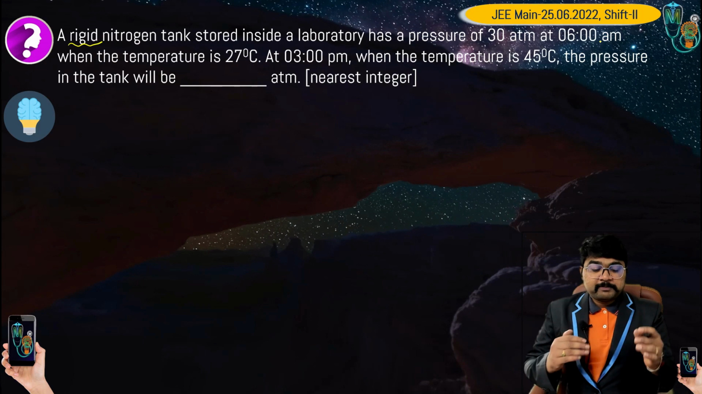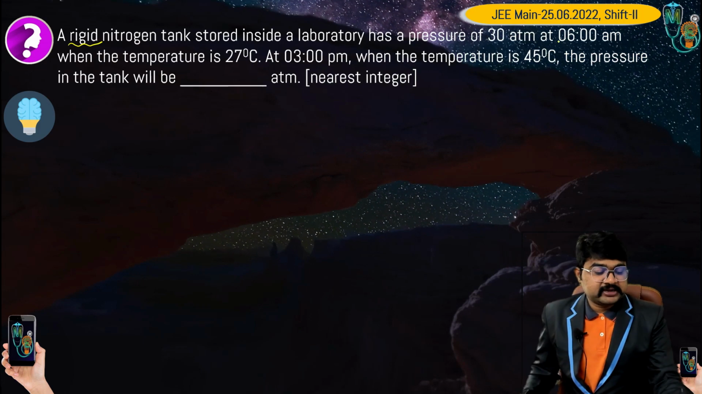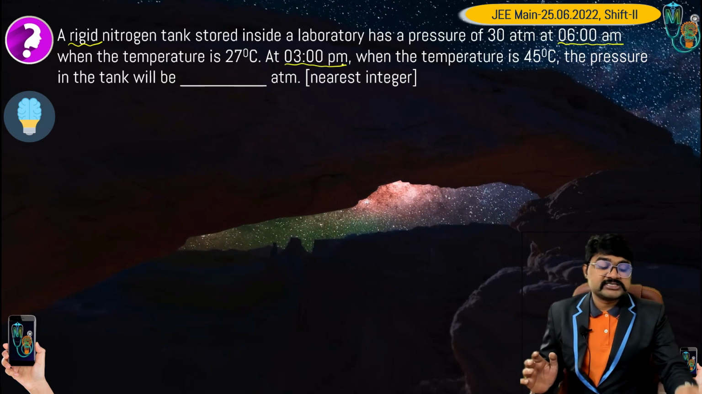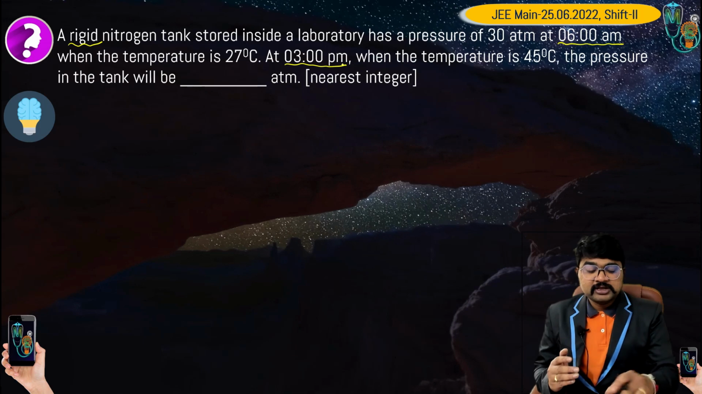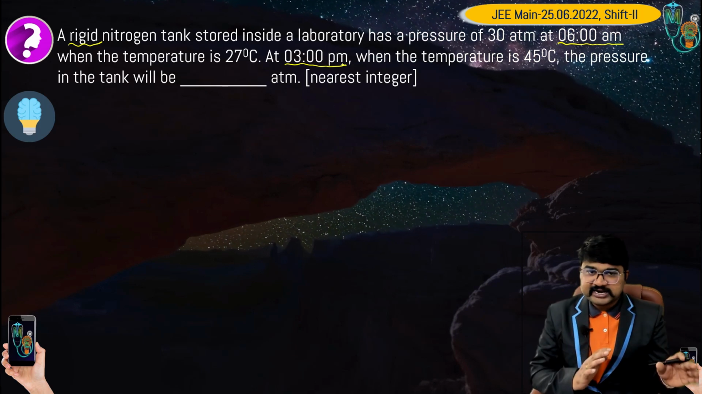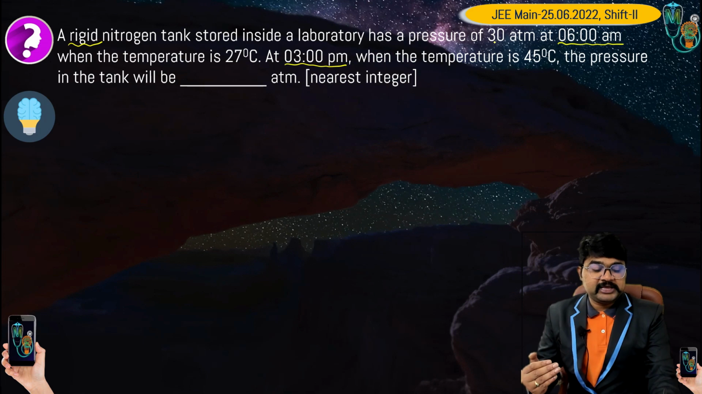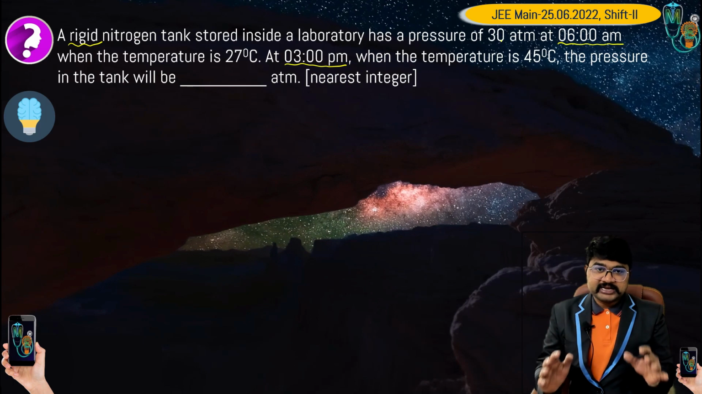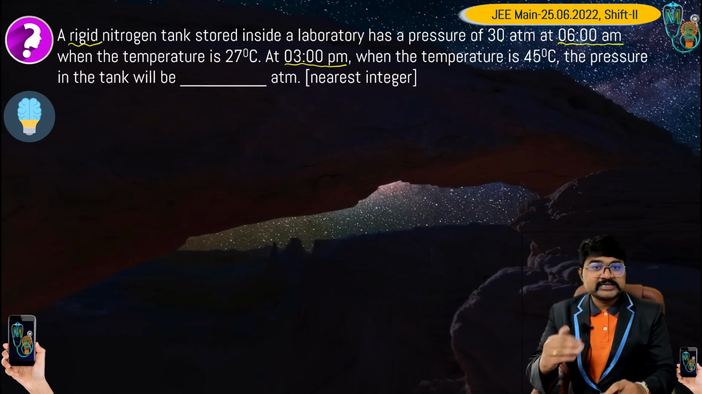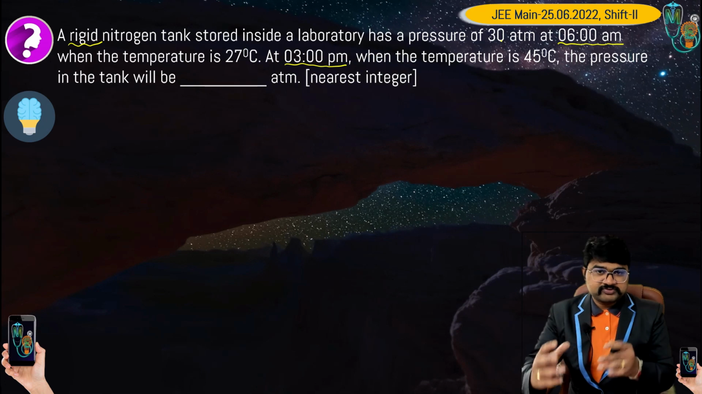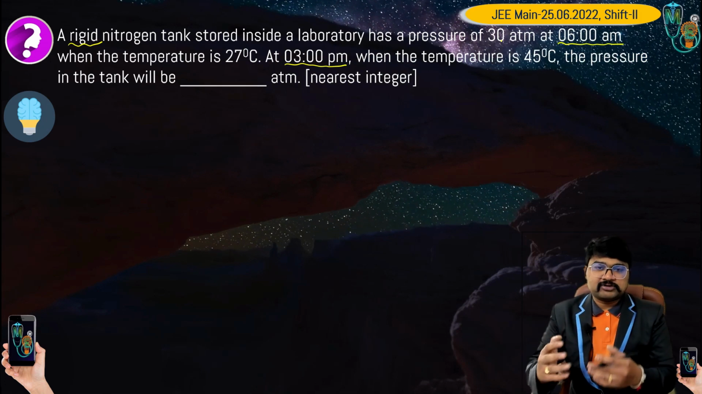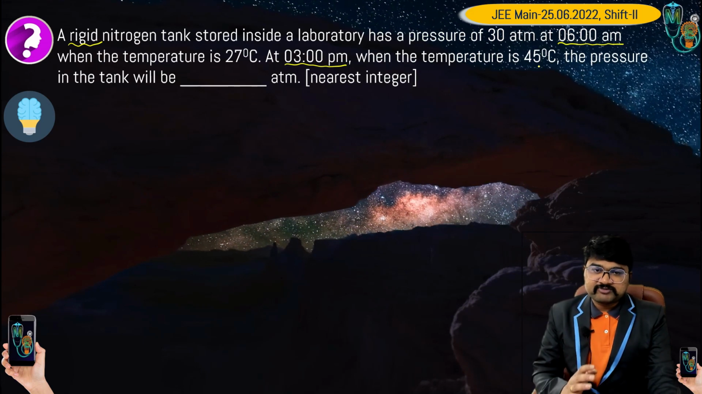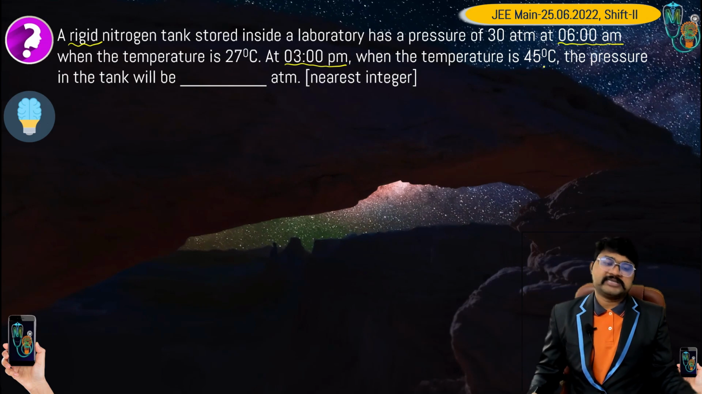They recorded pressure and temperature at 6 am and 3 pm. I am taking 6 am as initial conditions, 3 pm as final conditions. Here initial pressure will be 30 atmosphere, initial temperature 27 degrees centigrade. At 3 pm, that is the final state of the gas, because we are analyzing the nitrogen tank between 6 am and 3 pm. Temperature 45 degrees centigrade, then what will be the pressure in the tank?